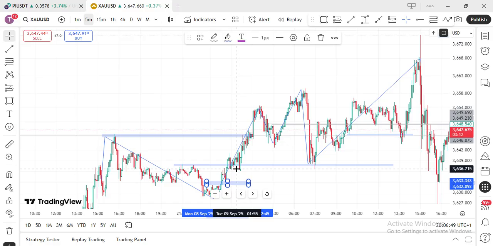Now guess what? Once an inducement is formed in the marketplace, that inducement point becomes a liquidity point, and the previous liquidity point becomes a protected point. That's basically what happened there.